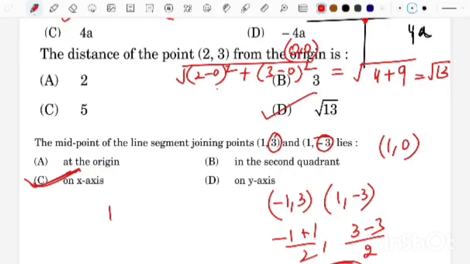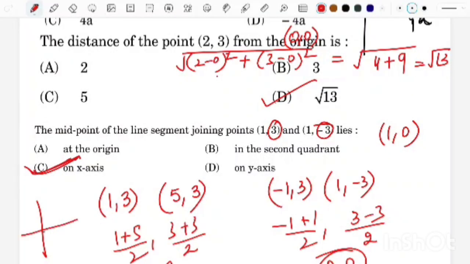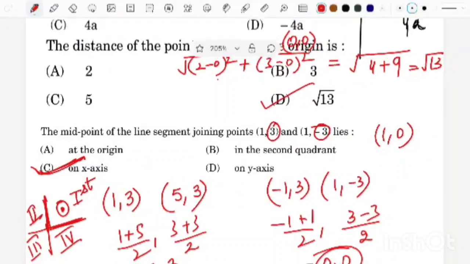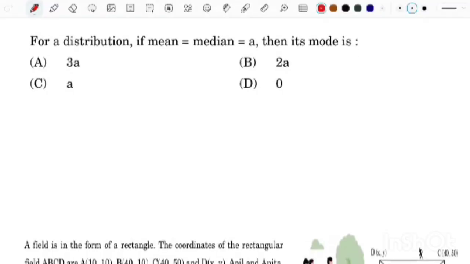If you are given like this, (1, 3) and (5, 3), then 1 plus 5 upon 2, that is 3, 3. In that case, your point lies on the positive x-axis, positive y-axis, like here. This is our first quadrant. You know, this is our first quadrant. This is the second one. This is third. This is fourth. Okay, done. With 1 or 2 questions, we are revising our concepts. Okay, done. Next one, very important.